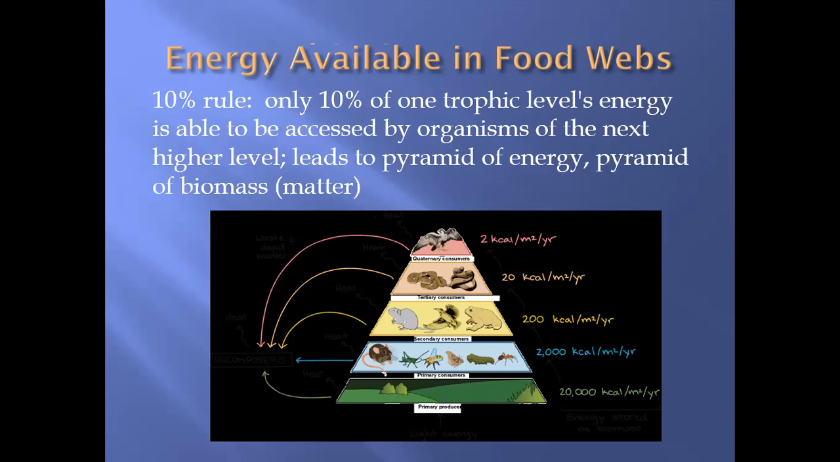So you can sort of see, if you look here at the lighter markings, that some of the energy is being lost as heat. So that 90% that's not passed on, some of it is stored in the organism, of course, and then most of it is lost as heat.